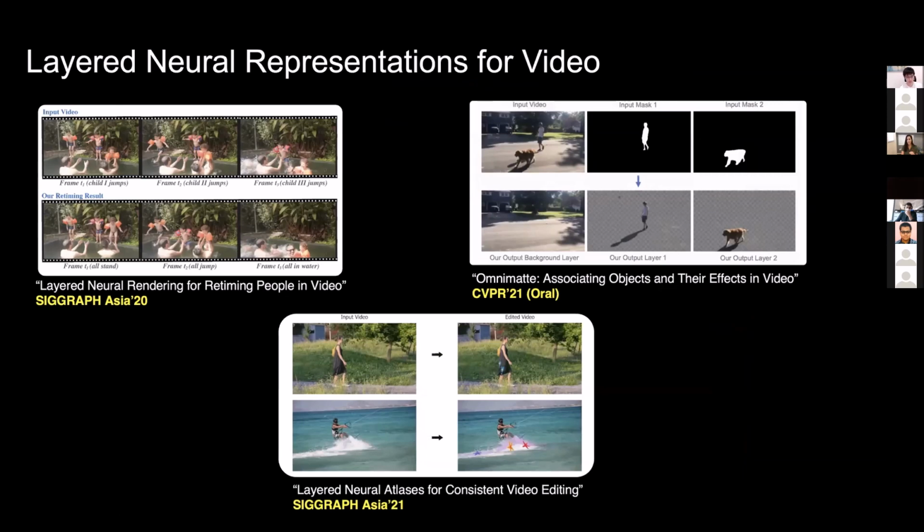At the heart of these methods, there is a decomposition of the video into layers, but each work focuses on a different aspect of the decomposition. And today I'm going to tell you a bit about Omnimatte from last CVPR, and then I'm going to tell you about the new work, the layered neural atlases that will appear at SIGGRAPH Asia this year.